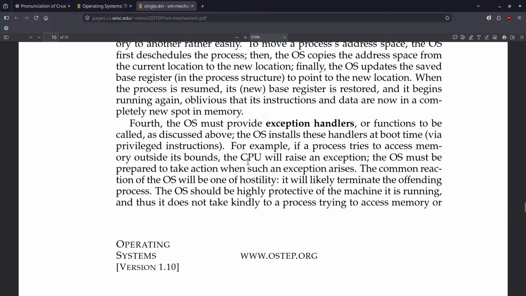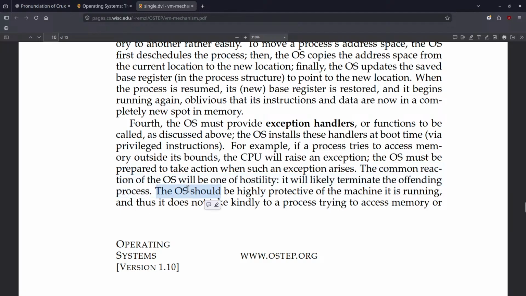Fourth, the OS must provide exception handlers, or functions to be called, as discussed above. The OS installs these handlers at boot time via privileged instructions. For example, if a process tries to access memory outside its bounds, the CPU will raise an exception. The OS must be prepared to take action when such an exception arises. The common reaction of the operating system will be one of hostility. It will likely terminate the offending process.